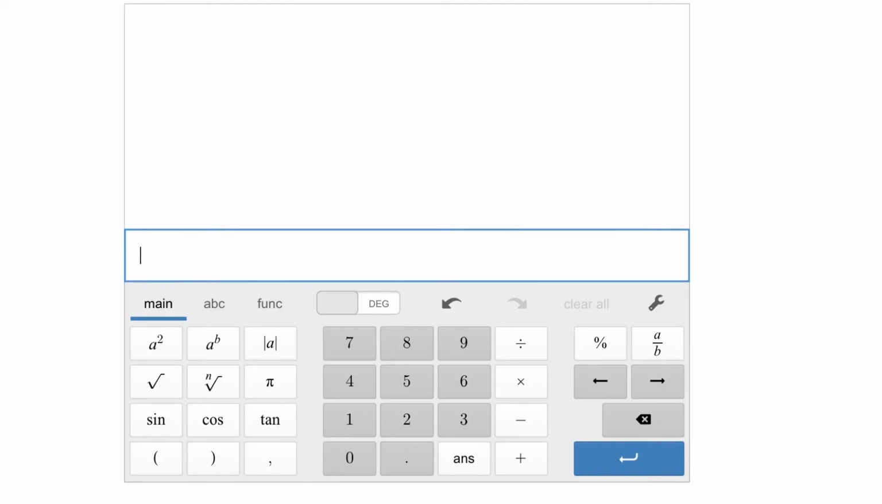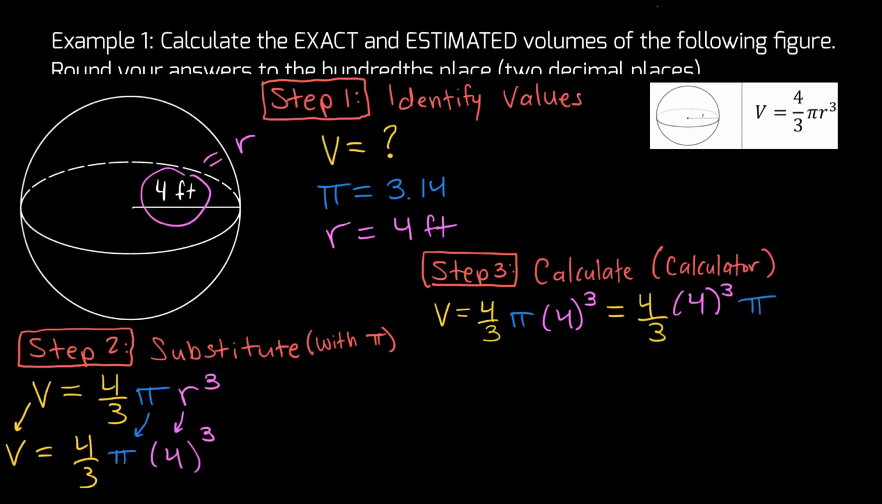So here's that calculator. I'm going to do 4 times 4 to the 3rd power. The way I did that was I clicked 4 times 4. Then I hit this button. Then it brought up this part. And then I put in a 3. And then that's 256. Now I'm going to take that result and write 256 pi. However, remember that 3? I did not divide by 3, so I'm going to bring down that 3 as well.